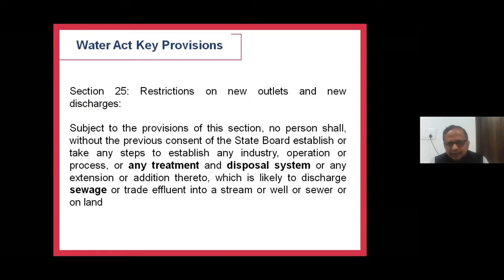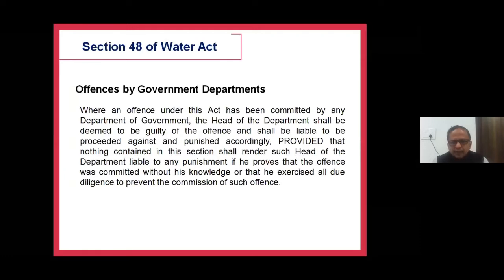Also, Section 25 of the Water Act clearly states that whenever there is any treatment system, sewage treatment plant or FSTP, they need to take permission from the State Pollution Control Board. It also clearly defines the offenses when somebody violates, including government organizations.